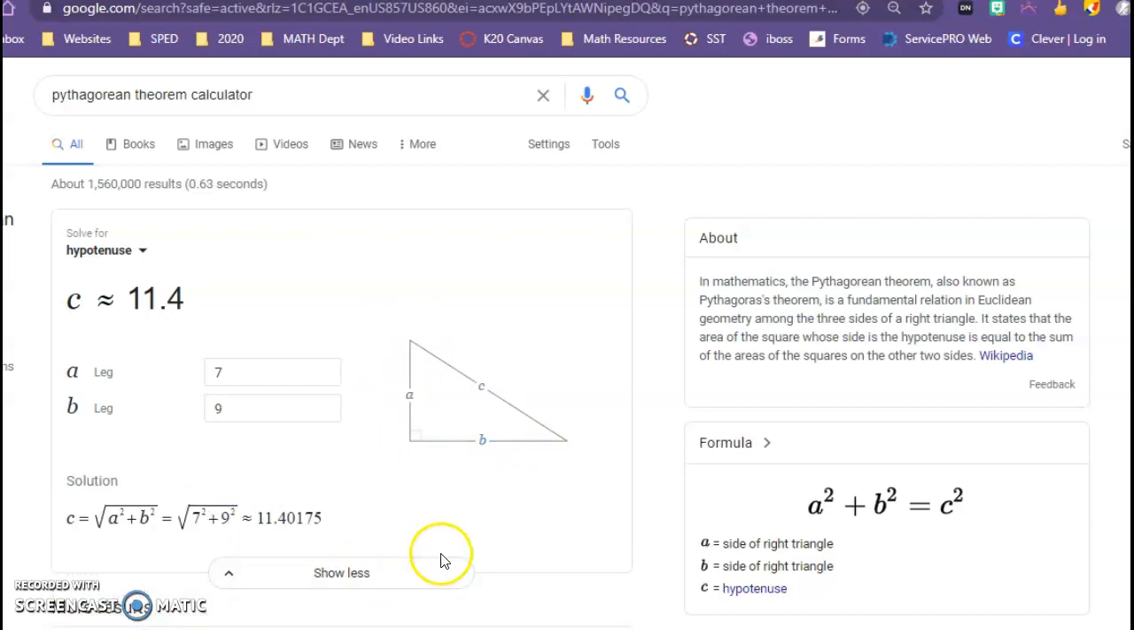And if you click Show More, it literally shows you exactly how you would plug it into your calculator. So this answer here, and this number keeps going on forever and ever and ever, but this answer here is what you need to know.